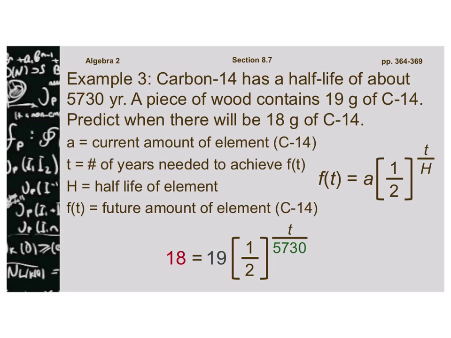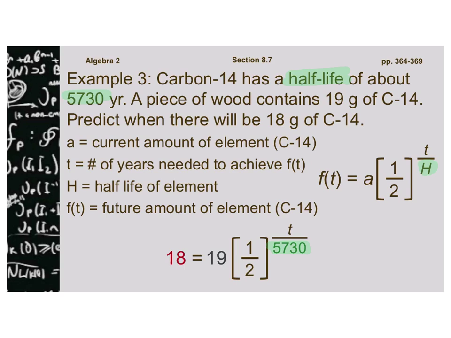Now, this one I fleshed out a little bit for you because this is a tough concept. Okay, example 3. Carbon-14 has a half-life of about 5,730. So in our formula over here, this is half-life. That's why you can see that down once I plug in the numbers, I've got 5730 there.